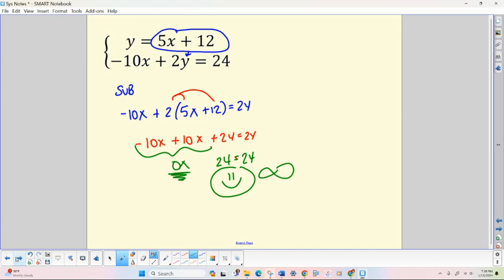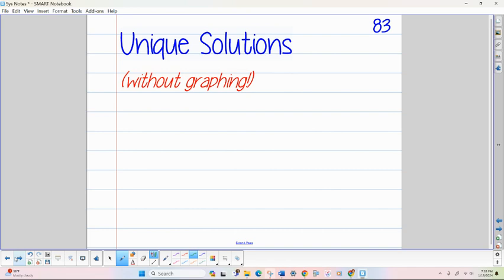Okay, that's the end of the notes for unique solutions. You know what to do, right? You know how to graph, you know how to substitute, and how to eliminate, but we have to see what happens when we end up with that uniqueness of it. So this guy gets glued onto notebook page 83, and then notebook page 84 is going to be some practice.